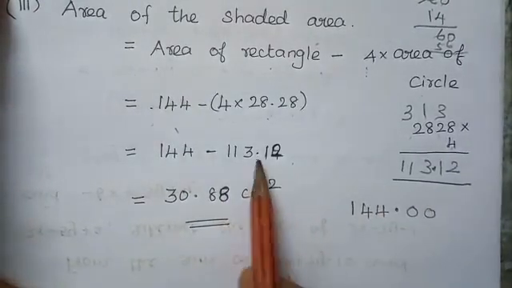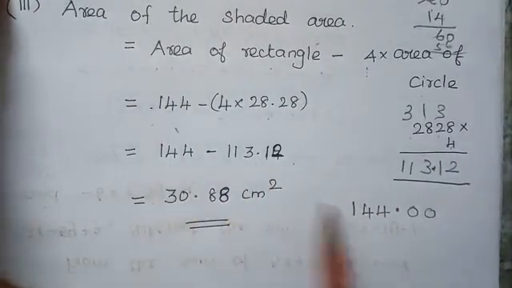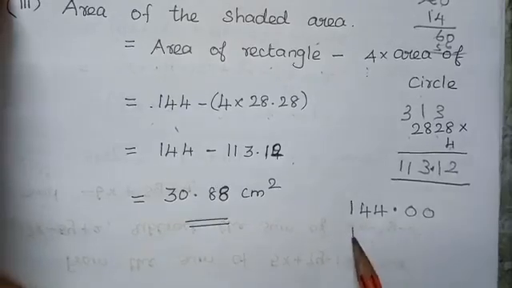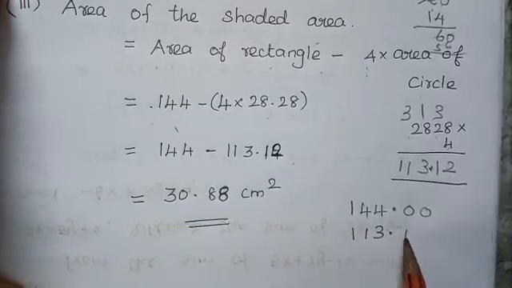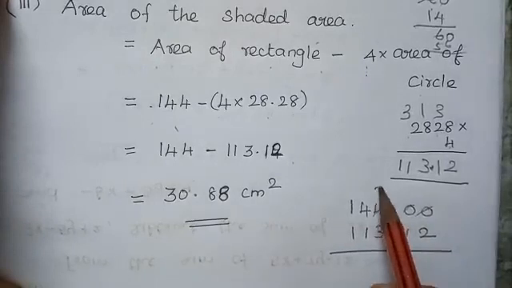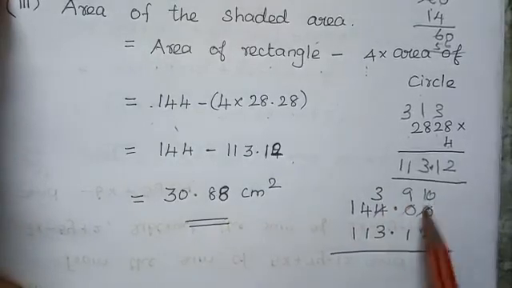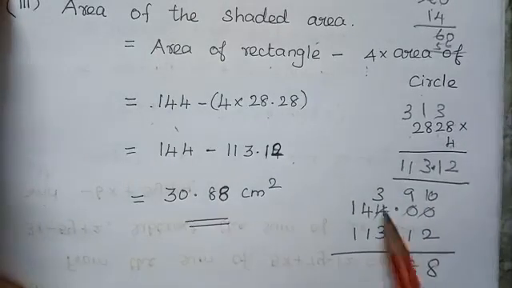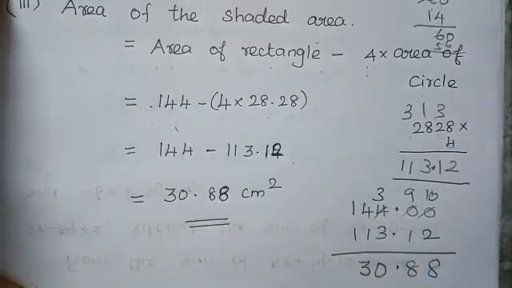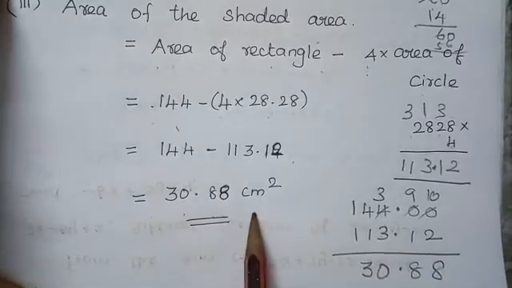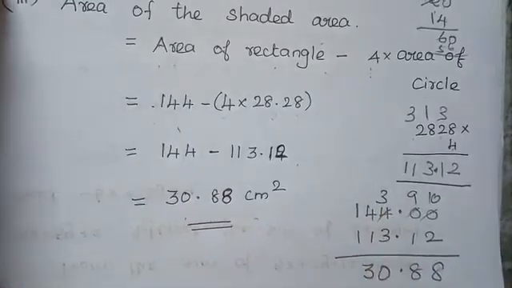Next, we are going to subtract these two numbers. 144.00. Because here after the decimal point 2 digits are there, no? So, we can write 144 as 144.00. Subtract 113.12. Borrow 1 from here. Here 3. This place 9. Here 10. 10 minus 2, 8. 9 minus 1, also 8. 3 minus 3, 0. 4 minus 1, 3. 1 minus 1, 0. So, what is the answer? 30.88 centimeter square. This is the area of the shaded portion.